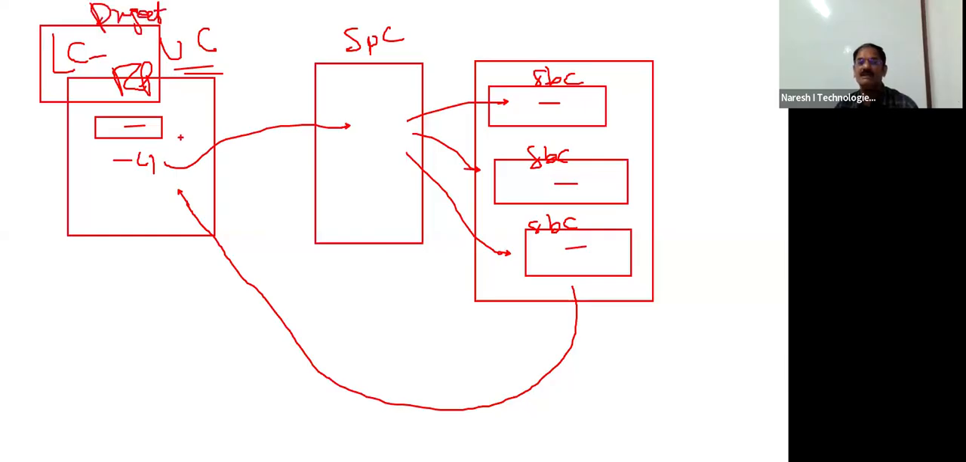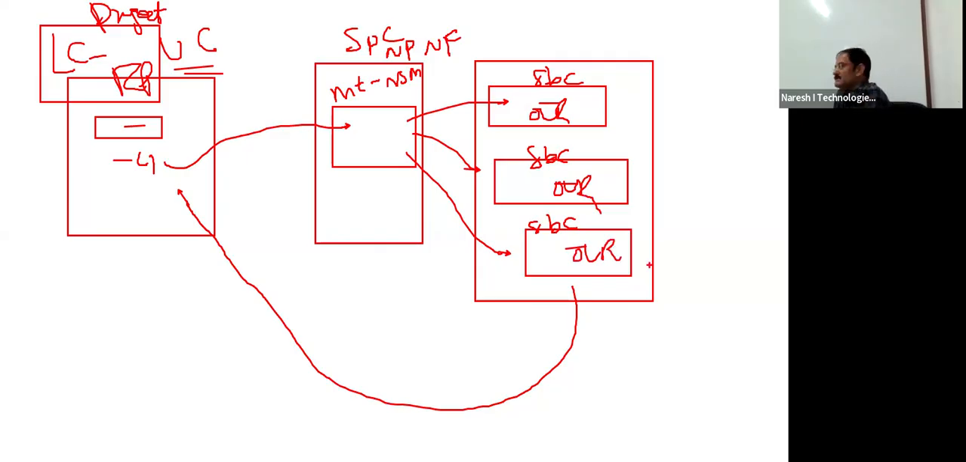Now tell me, in order to achieve a loosely coupled runtime polymorphic project, in a super class the method type must be what? Non-static. Which type of non-static? Non-private, non-final, non-static method, and it should be overridden in the subclass. Okay? Pakka? Everyone understood?